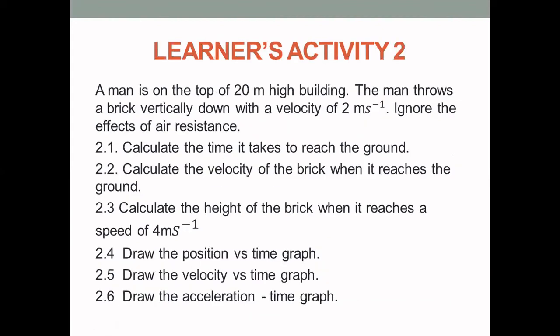Let's now go to learner's activity number 2. A man is on the top of a 20-meter high building. The man throws a brick vertically down with a velocity of 2 meters per second. Ignore the effect of air resistance. The first question is to calculate the time it takes to reach the ground. The second question is to calculate the velocity of the brick when it reaches the ground.